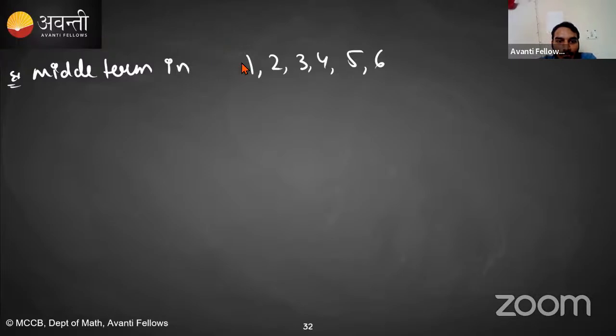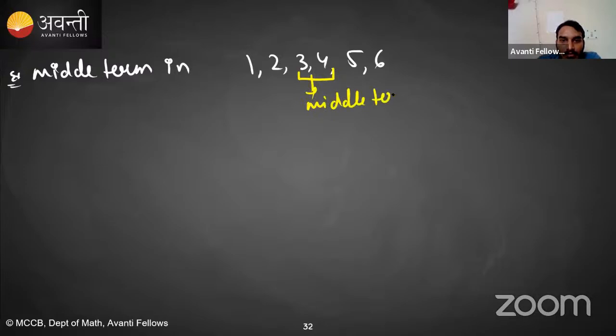Tell me. 3 and 4. JNV Changlang is saying 3 and 4. Anybody else? Yes, Subham is also saying 3 and 4. Very good, Subham. So, students, whenever the number of terms in the series is even, in that case we will have two middle terms. So 3 and 4, these two are the middle terms.